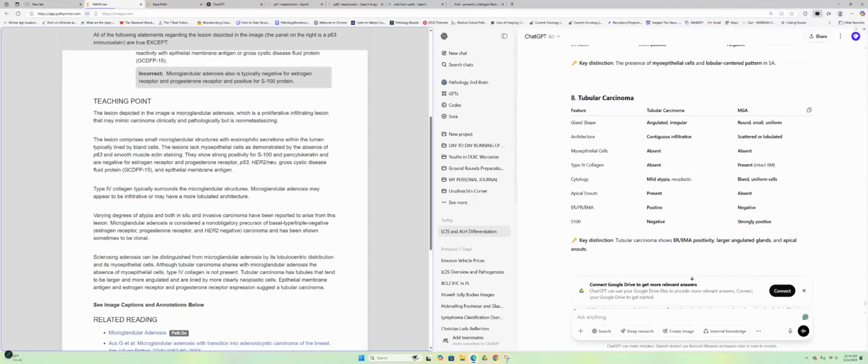Differentiating from tubular carcinoma, in summary: the architecture is contiguous and infiltrative in tubular carcinoma, whereas MGA is scattered or lobulated. Tubular carcinoma has angulated and irregular tubules, while MGA has round, small, uniform glands. Myoepithelial cells are absent in both. Microglandular adenosis is scattered here and there, while tubular carcinoma is contiguous, growing in one direction, attached to each other. Continue, sir.